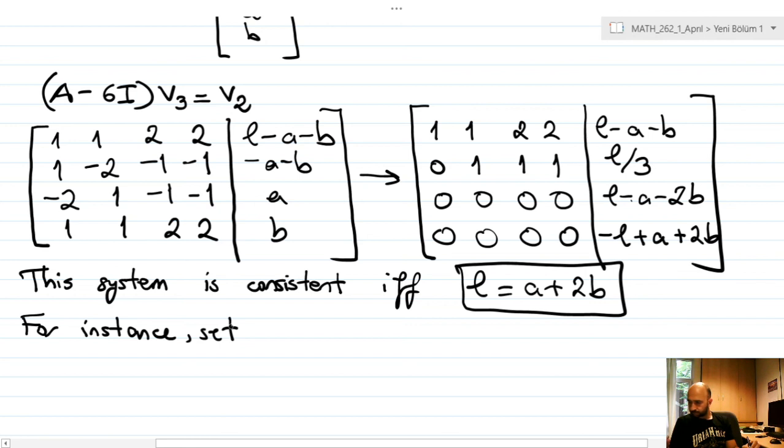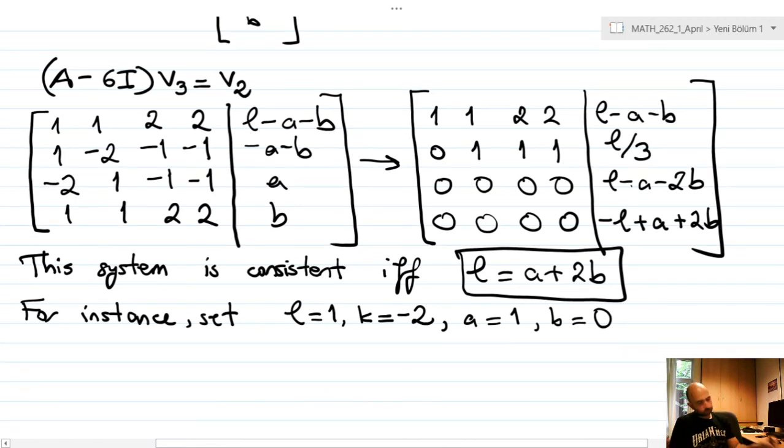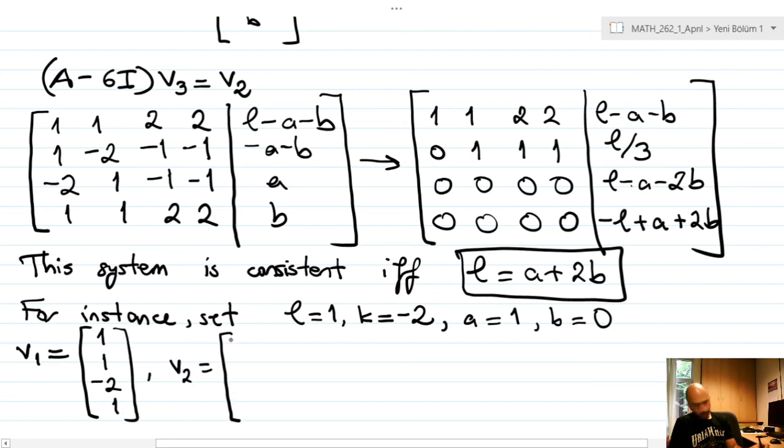Okay, for instance, set L to be 1, K to be minus 2. We needed K equals minus 2L, so that's satisfied. A equals 1, B equals 0, and then A plus 2B is really equal to L, so that's also satisfied. So there's a valid set of parameters. So this gives you V1 equals 1, 1, minus 2, 1. V2 equals 0, minus 1, 1, 0.